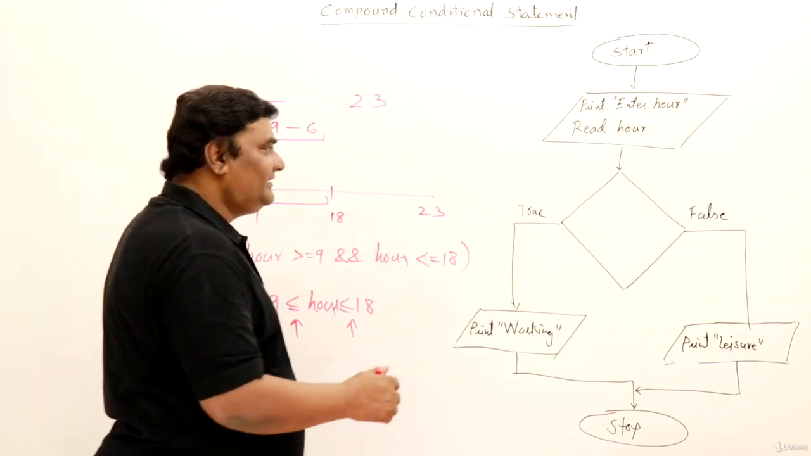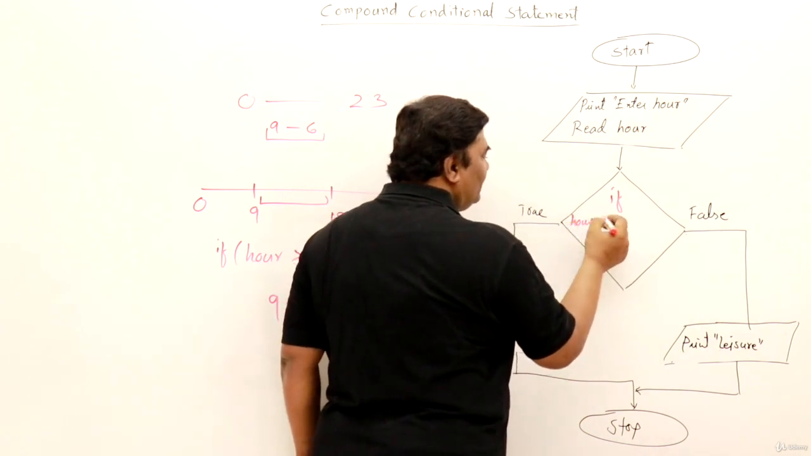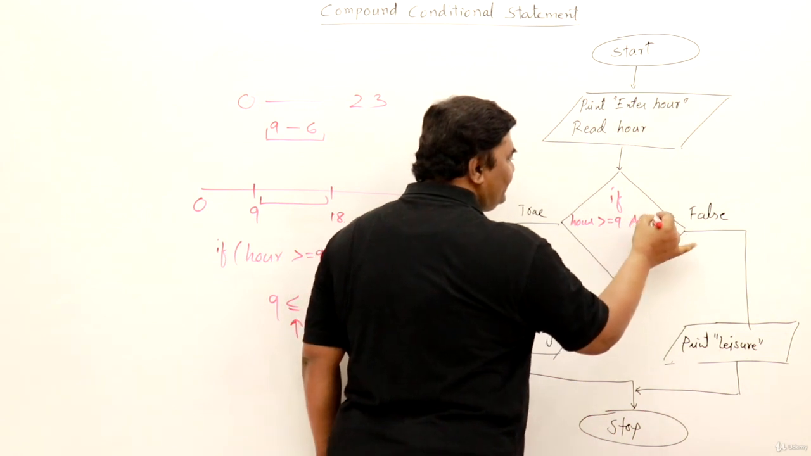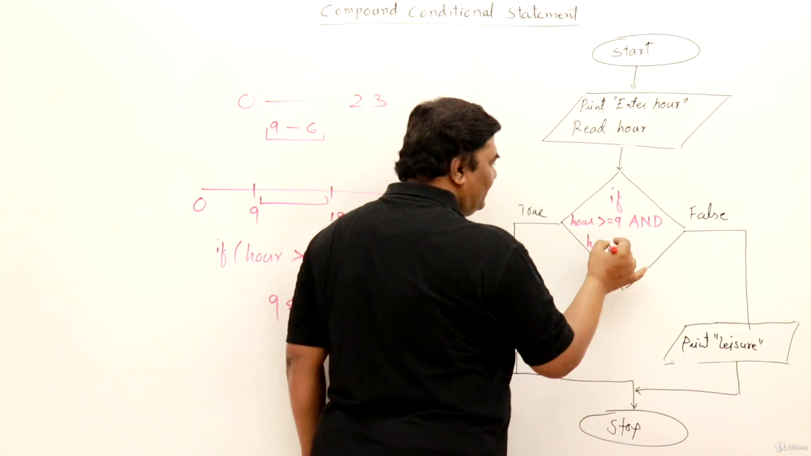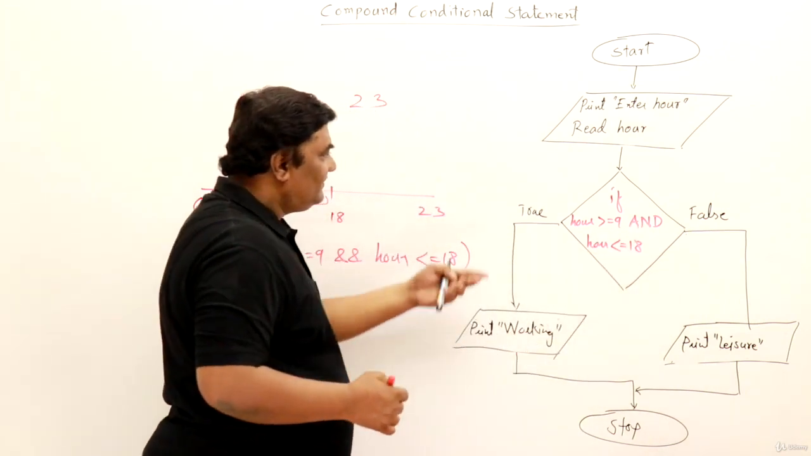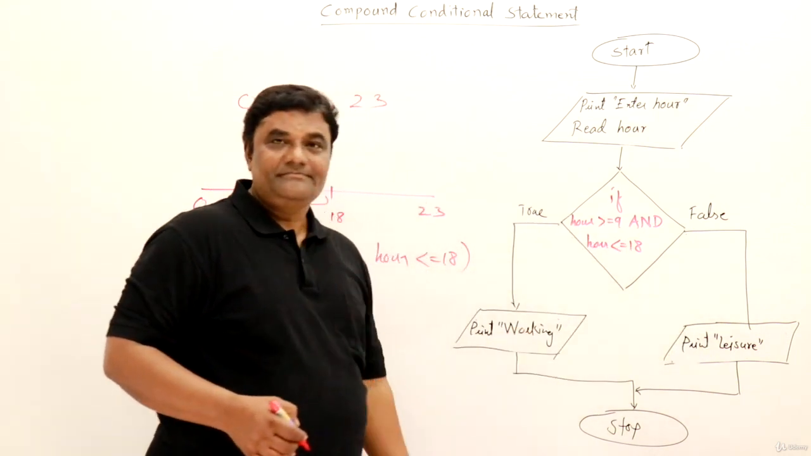So let us fill that up in the flow chart, then I will convert it into a program. So R is greater than or equal to 9 and, I'm not using the C++ operator here, in simple English language I'm writing, and R is less than or equal to 18. That's all. If this is true, it will print working, otherwise it will print leisure.